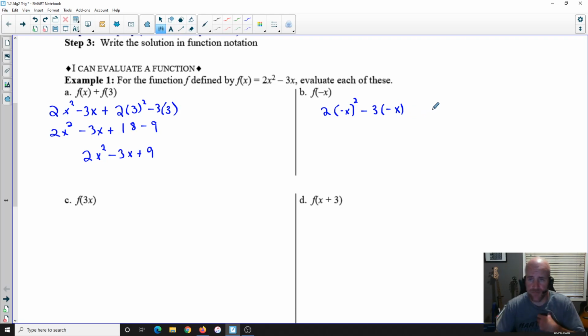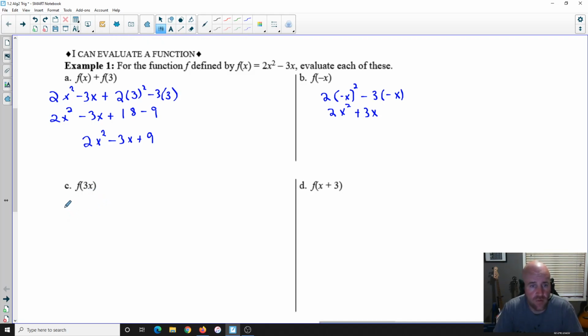Now we can simplify. So we have negative x squared. We know that's going to be just x squared. So we have 2x squared. And then negative 3 times negative x, that's going to give us a positive 3x. And there's no more simplifying to do. That is our new function, so we leave it as is. That's our answer.